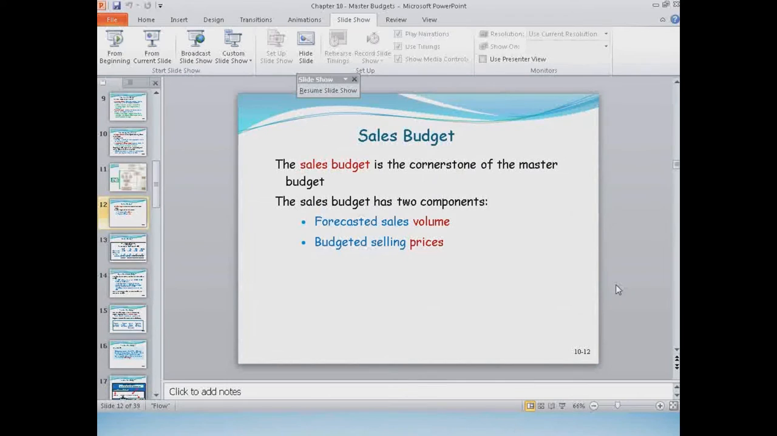And the master budget itself is driven by the sales budget. This example is mainly a manufacturing example. But it's really similar in all examples, in all companies, except you won't have cost of goods sold, direct materials. So the sales budget drives the master budgeting process. How much are we going to sell next year? So you need to forecast sales volume, number of sales, and prices. How much can we sell it for?